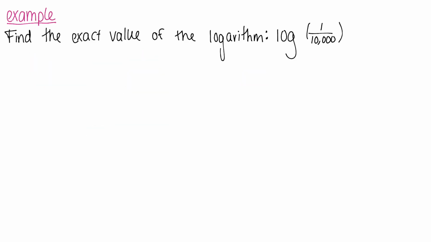Let's look at this one. Log of 1 over 10,000. And you might say, hey, what gives? Where's the base? There's supposed to be a base right here. I could keep drawing circles forever. There's no base. If there's no base given, it is assumed to be base 10.